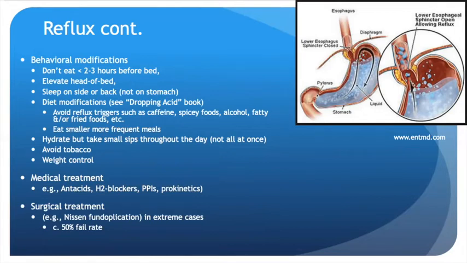A variety of diet modifications. There's a book called Dropping Acid that talks about this. It's a pretty good resource. So avoid reflux triggers such as caffeine, spicy foods, alcohol, fatty foods or fried foods, and eat smaller, more frequent meals. Hydration, but throughout the day, not just all at once. Avoid tobacco, weight control, medical treatments, and then surgical treatment in some extreme cases. Unfortunately, the Nissen fundoplication has about a 50% fail rate, so it's not the go-to for treating reflux.